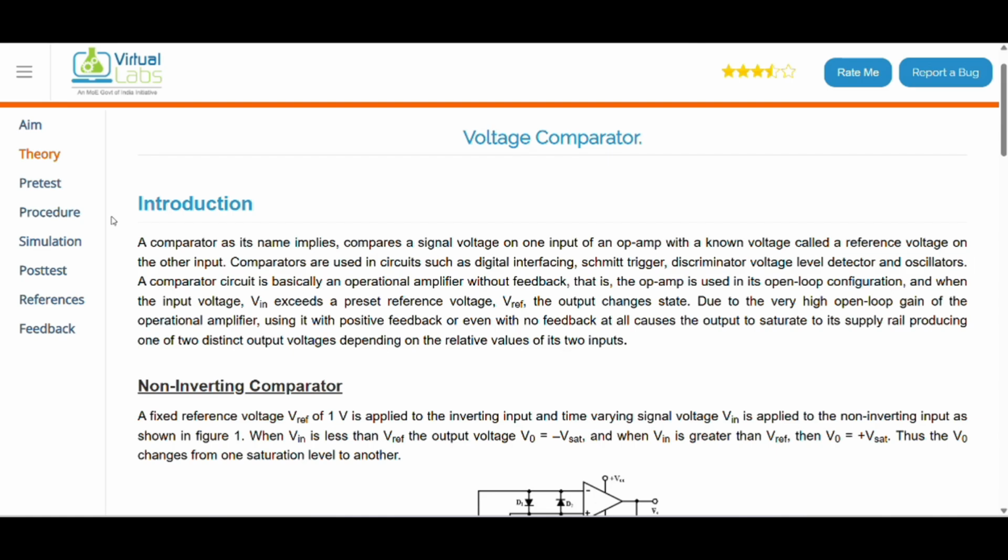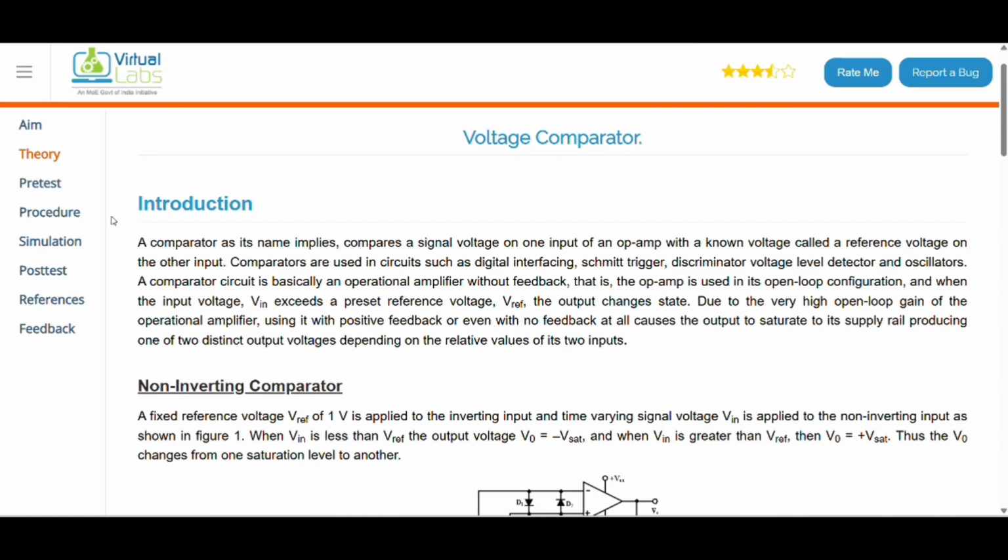A comparator circuit is basically an operational amplifier without feedback. That is, the operational amplifier is used in its open loop configuration, and when the input voltage V input exceeds a preset reference voltage V reference, the output changes state. Due to the very high open loop gain of the operational amplifier, using it with positive feedback or even with no feedback at all causes the output to saturate to its supply rail, producing one of two distinct output voltages depending on the relative values of its two inputs.